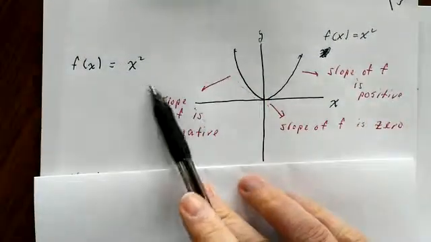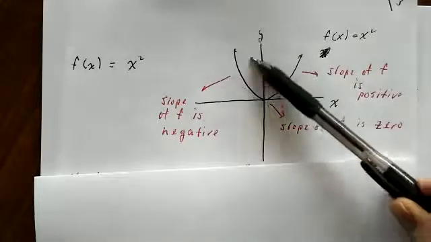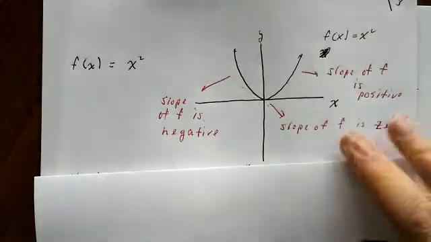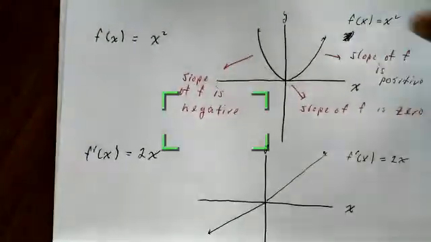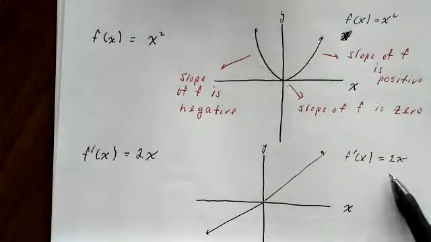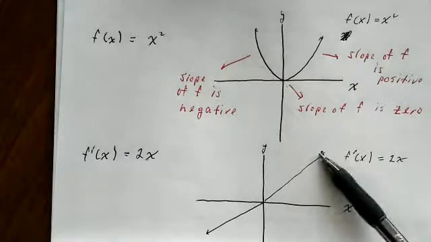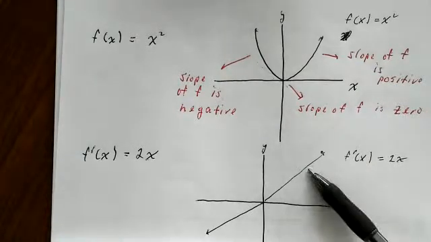So here's a graph of f of x equals x squared. You'll notice that it's a parabola opening up. And here's the graph of the derivative function that we obtained on the previous page. f prime of x is 2x. It's a line with slope, well, slope 2, unlike this line.